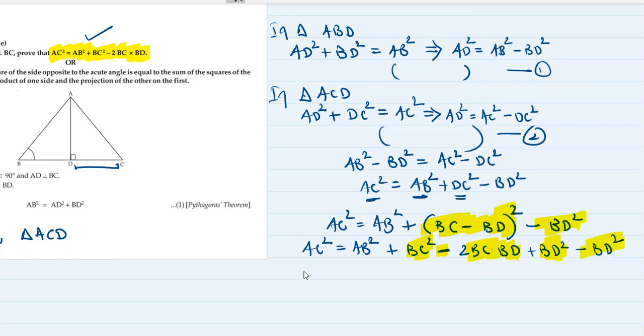Don't get confused, we are very close to our proof. Therefore, AC square is equal to AB square plus BD square minus BD square, which will cancel, and we get plus BC square minus 2BC multiplied by BD. Is this what we need to prove? Yes, absolutely the same thing.